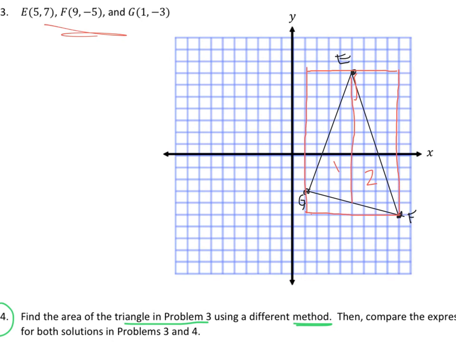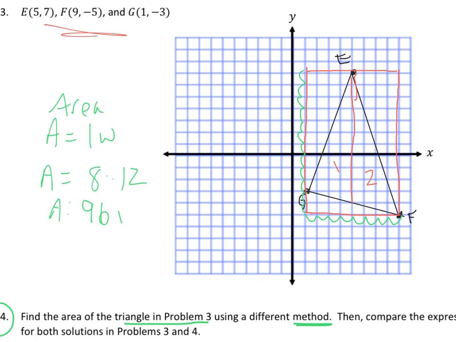So now I can find the area of the rectangle using length times width, and I see that I have 1, 2, 3, 4, 5, 6, 7, 8, and then I have 1, 2, 3, 4, 5, 6, 7, 8, 9, 10, 11, 12. So my area is 96 units squared, and that's for the rectangle. So that's the whole place.